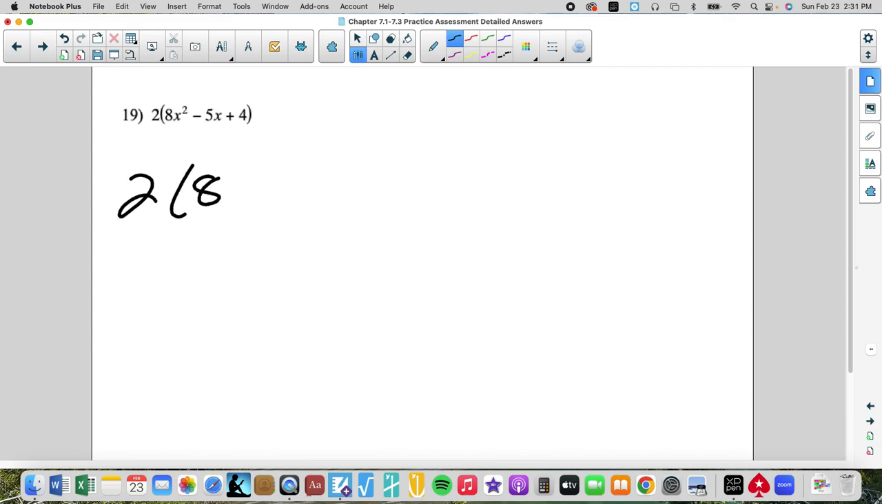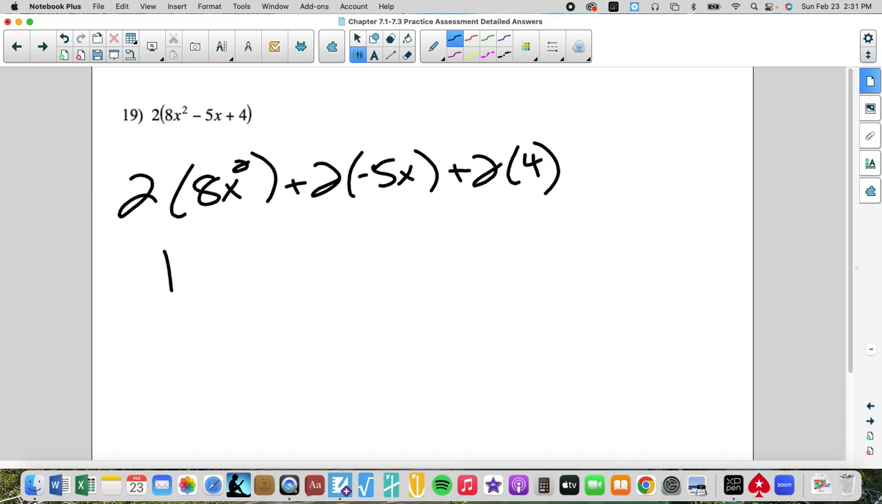2 times 8x squared plus 2 times negative 5x plus 2 times 4. 2 times 8x squared, 16x squared. 2 times negative 5x, negative 10x. 2 times 4 is 8.